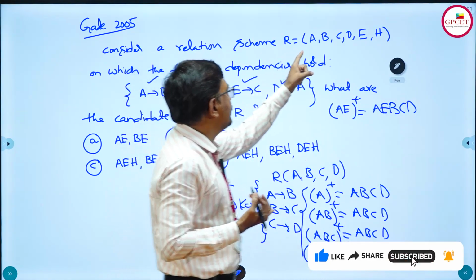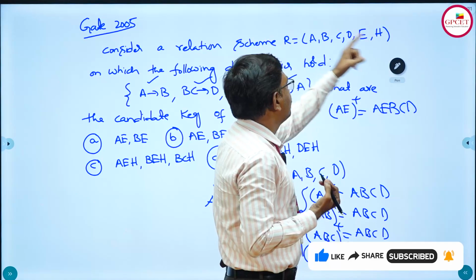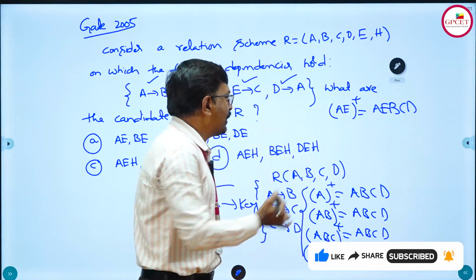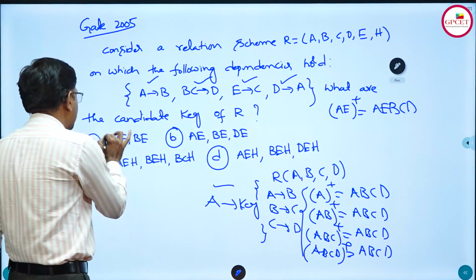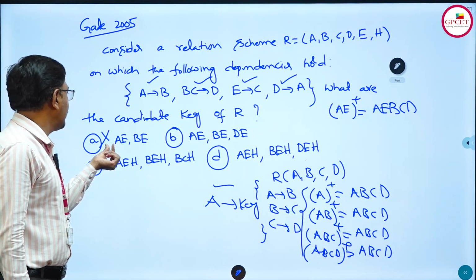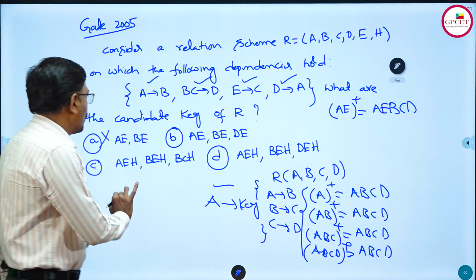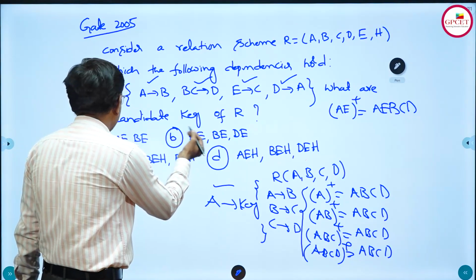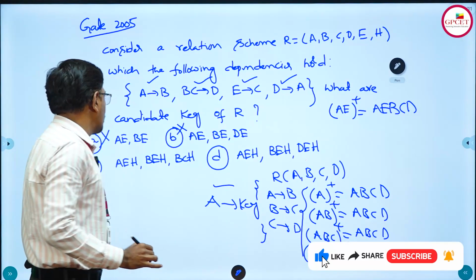A is there, B is there, C is there, D is there, E is there. But according to our definition, there is no H here. That's why this is not the correct answer. AE closure is wrong because one attribute is missing. That is the second case. AE alone, you cannot get the answer.